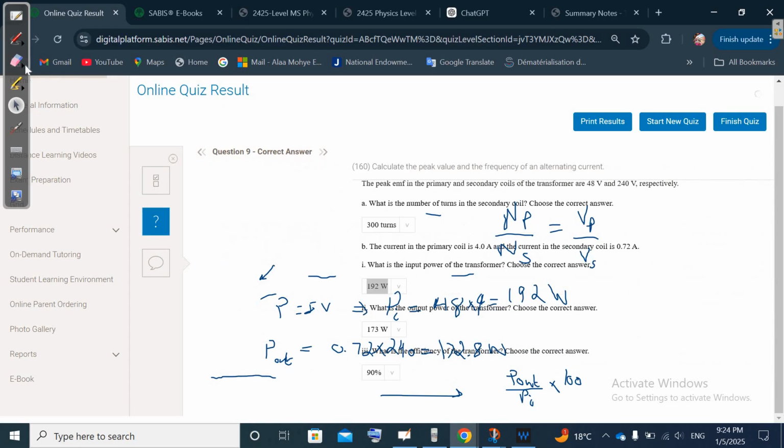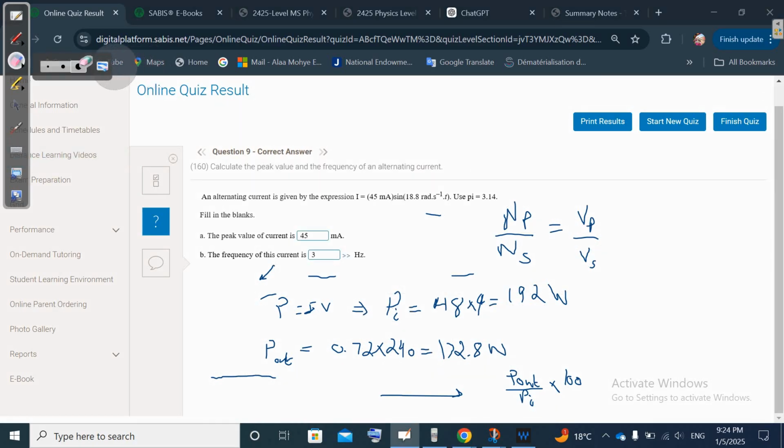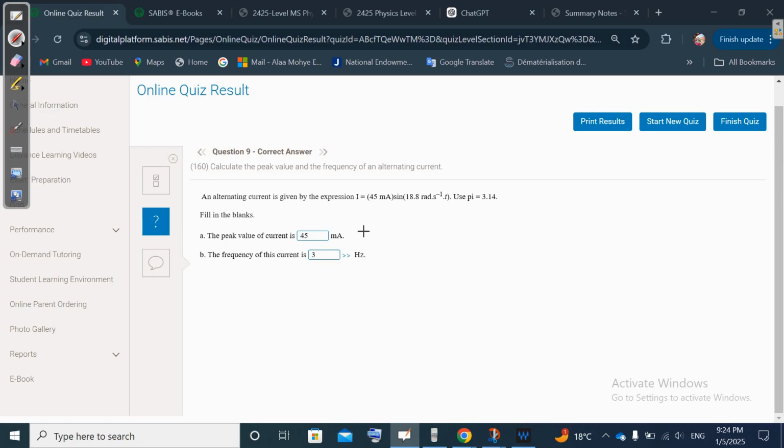Question number 9. You should know this from before, that I instantaneous is equal to I max times sine 2 pi ft. The peak value, which is the I max, is already given, 45.